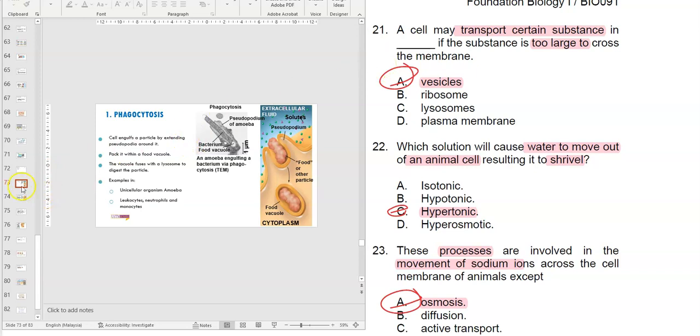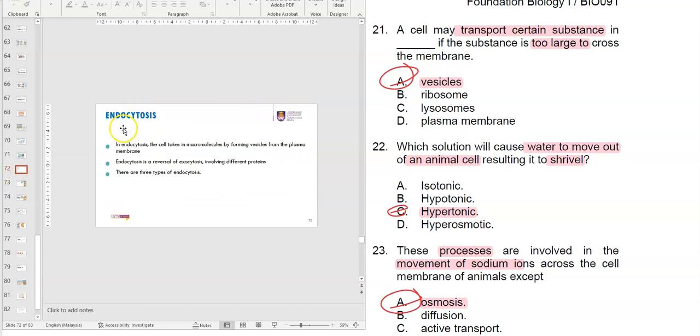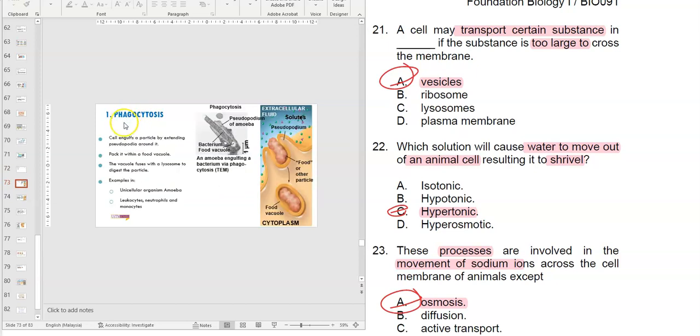As you can see from the notes, slide 73, the process of phagocytosis, which is a type of endocytosis, brings in large molecules or a large quantity of molecules into the cell through the inward folding of the membrane to surround the food, for example, or the nutrient, until it forms a food vacuole, or vesicle. So this brings the substance into the cell through the formation of a vesicle.